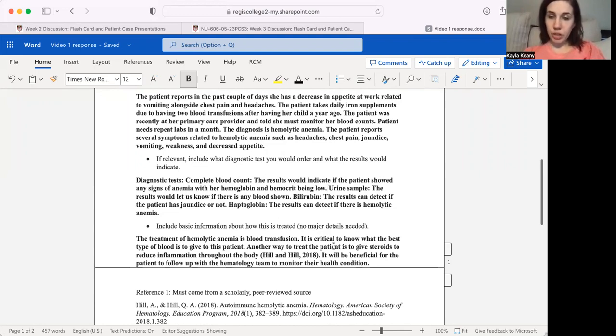Another way to treat the patient is to give steroids to help reduce inflammation throughout the body. This was based off one of the articles I found for this presentation by Hill and Hill back in 2018. And also it is beneficial for the patient to follow up with the hematology team to make sure what the best course of action for her would be moving forward and how to treat this anemia in her life.